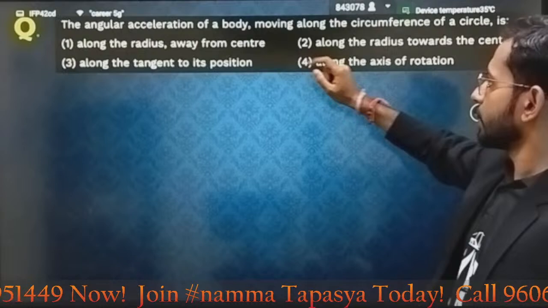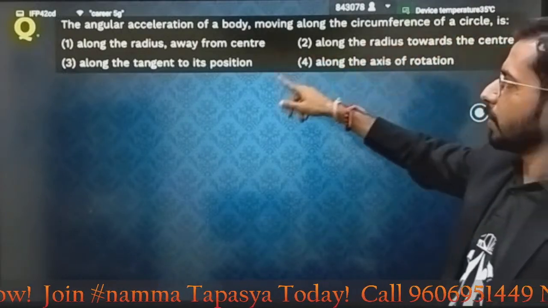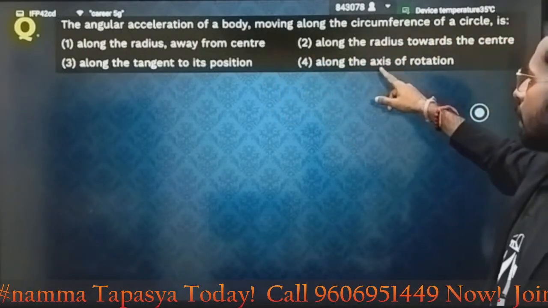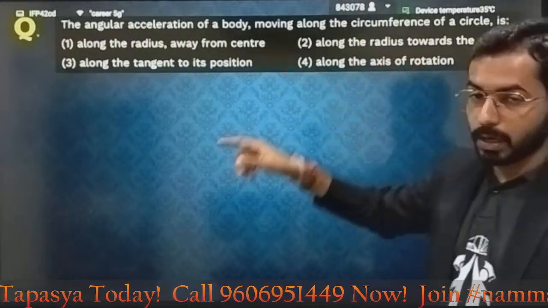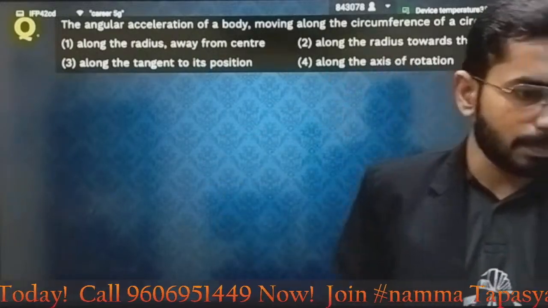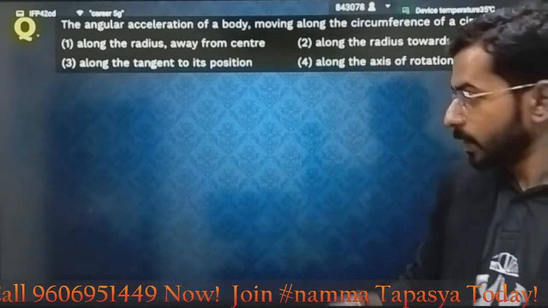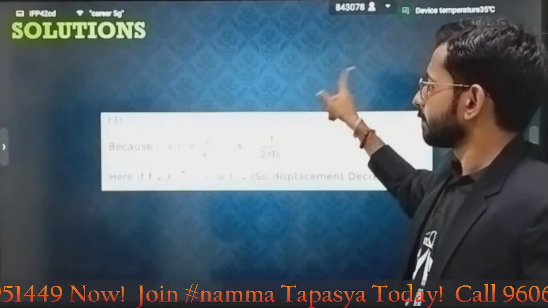Along the radius away from the center, no. Along the radius towards the center, no. Along the tangent to its position, no. Along the axis of rotation, that is perpendicular to the plane of rotation. Correct. Option D will be correct.